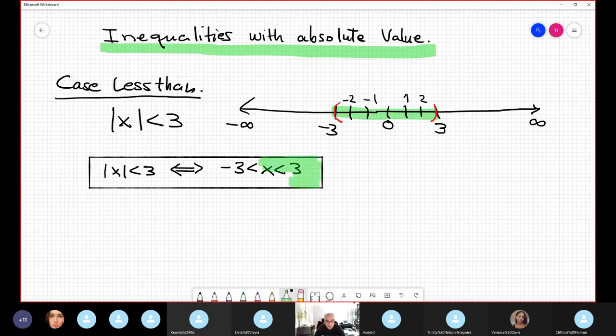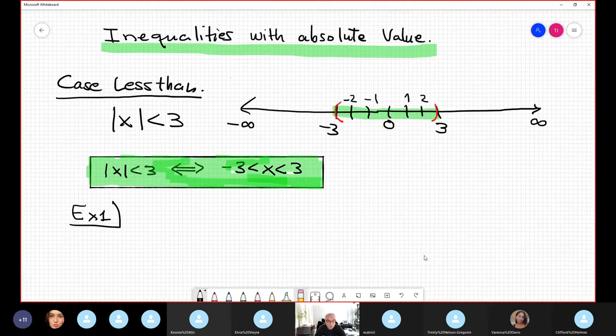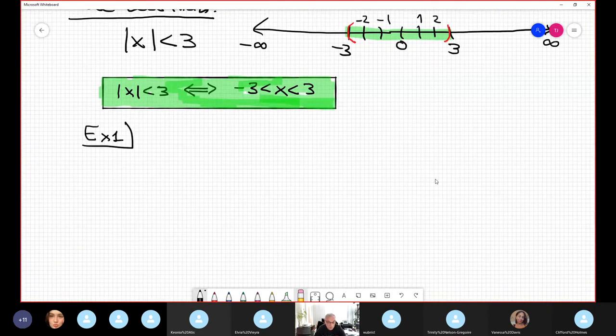Of course, to understand the rule much better, you can see it applied in a specific example. So when you have an inequality, not an equation, you remove the bar, but you do this. Let me show you an example. Example one for the inequality less than. Suppose the absolute value of 2x plus 1 is less than 7.